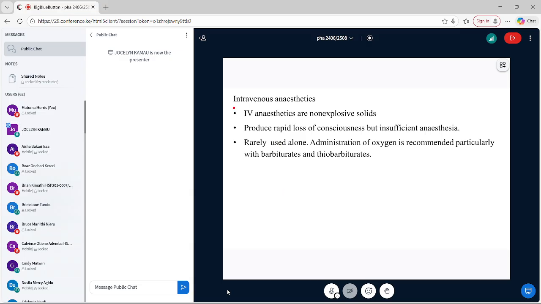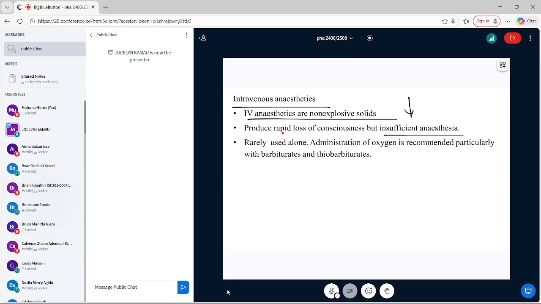When we talk about the intravenous and general anesthetics, again, we have mentioned those classes as dependent on the route of administration. The IV anesthetics are non-explosive solids. They produce very rapid loss of consciousness, but insufficient anesthesia, unfortunately. And that is why we do induction, because they are rapidly acting. Then we give them the volatile anesthetic.